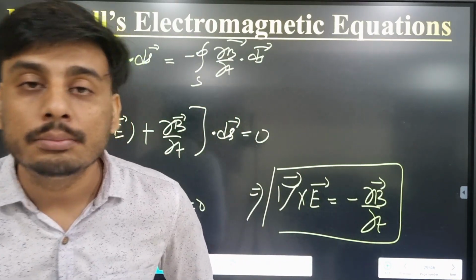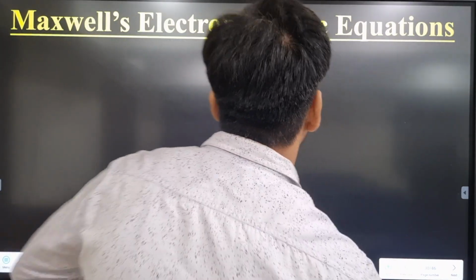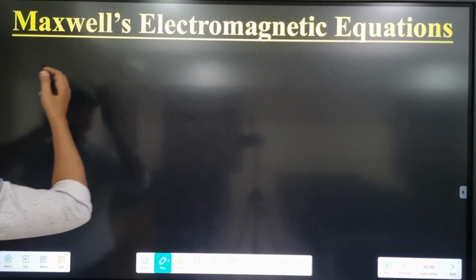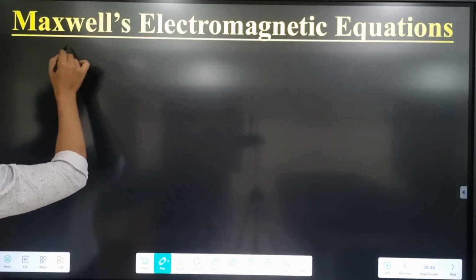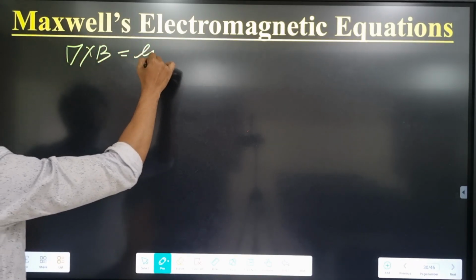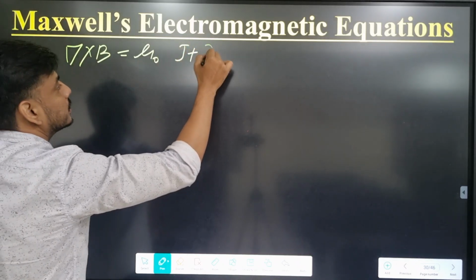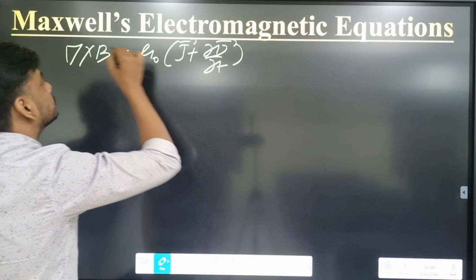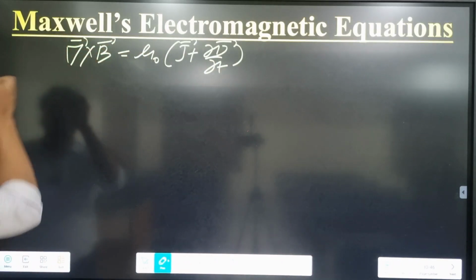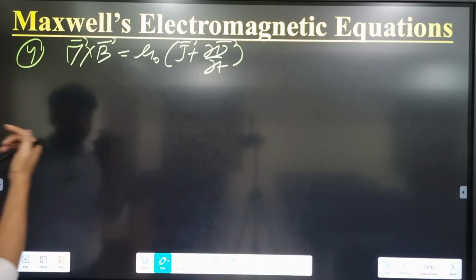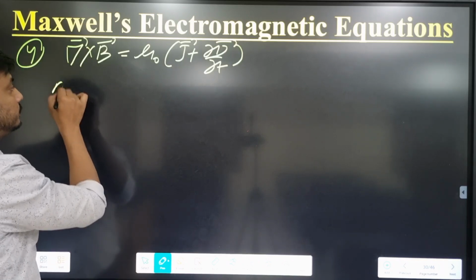Next we will go to the fourth one. The fourth equation we have to derive from Maxwell's modified Ampere circuital law. The equation we have to derive is del cross B equals mu naught J plus del D by del t. We have to prove this one.